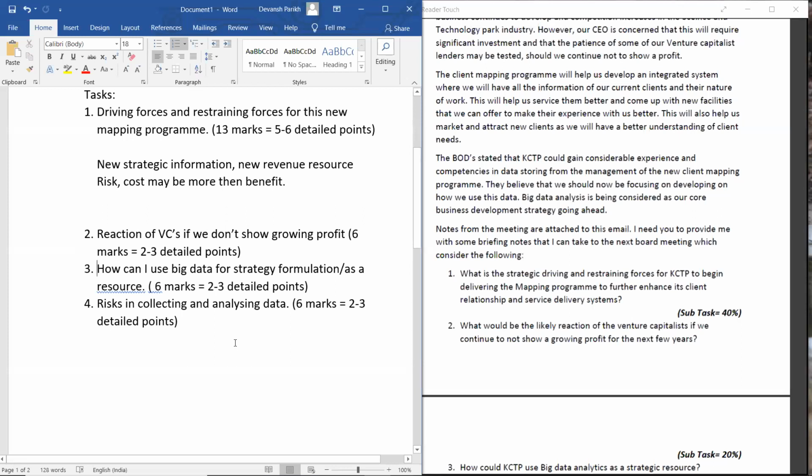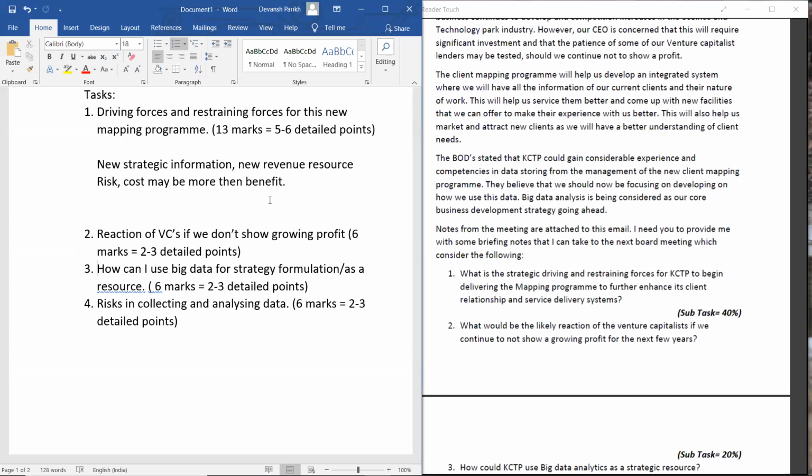Yes, in the last part, instead of 6 points, you may end up writing 4 points or 3 points. I understand that. But from the beginning, if you don't give me the details, then what's the point? The first part is 40% of the mark. So I need to see 5 to 6 points minimum. So I'll see three driving forces, three restraining forces.